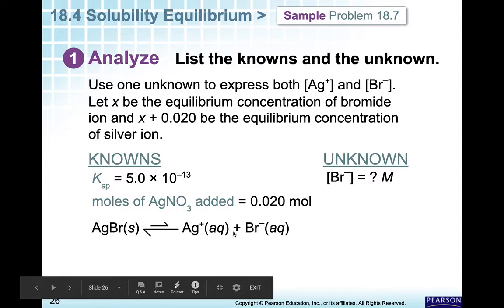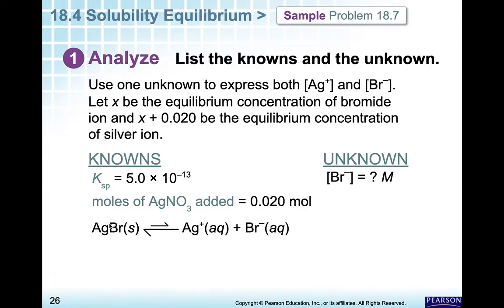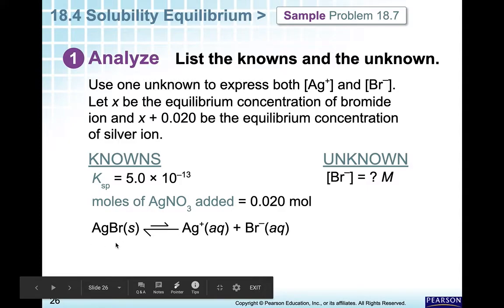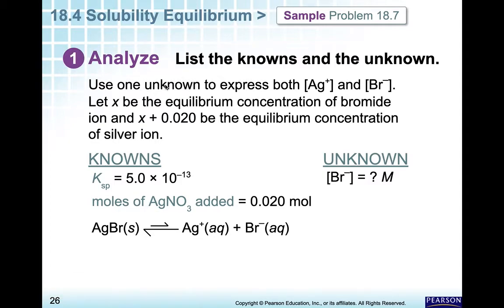So we've got our balanced equation for the dissolution, the dissolving of silver bromide in solution. And we need to have just one unknown to solve any equation. We can't have both the silver and the bromide ions being unknown. So we know they have to be equal, just like before. So we're going to let X be the equilibrium concentration of the bromide ion, just some value X for bromide. And then our concentration of the silver ion would be X plus 0.02.